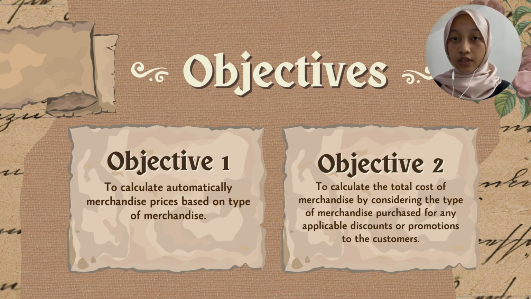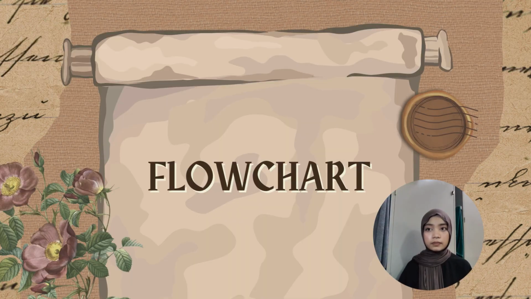Move on to objectives. 1. To calculate automatically merchandise prices based on type of merchandise. 2nd, to calculate the total cost of merchandise by considering the type of merchandise purchased for any applicable discounts or promotions to the customers. Next will be the flowchart. This flowchart was created to be as reference for complete program or source code.